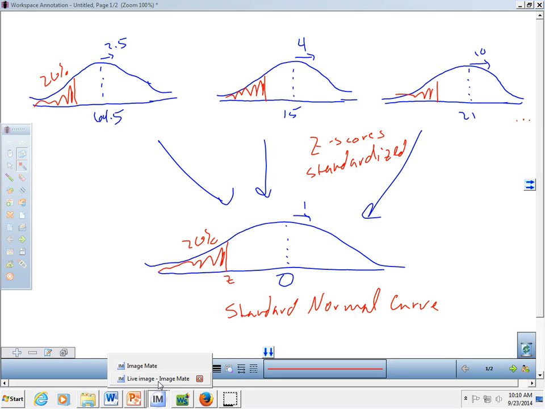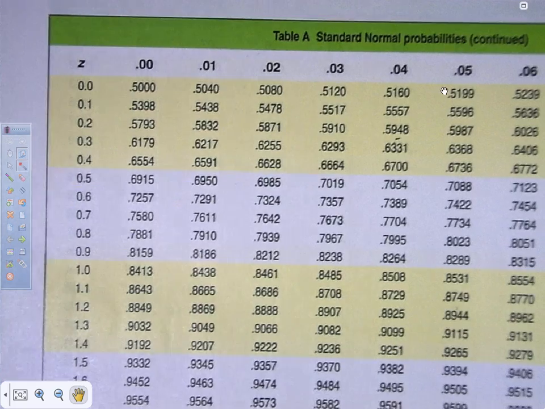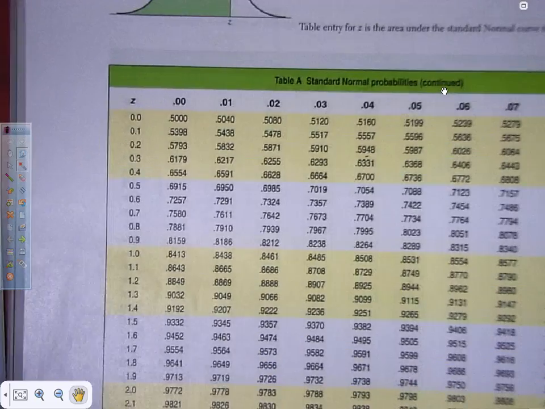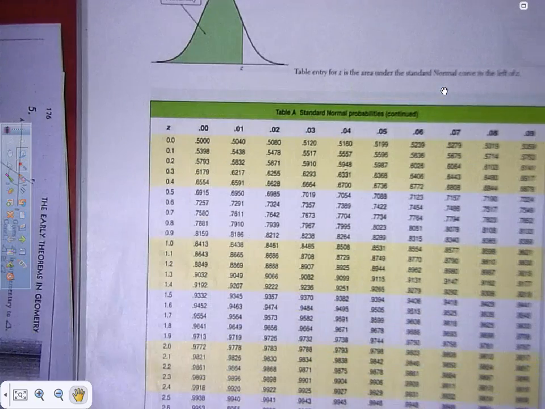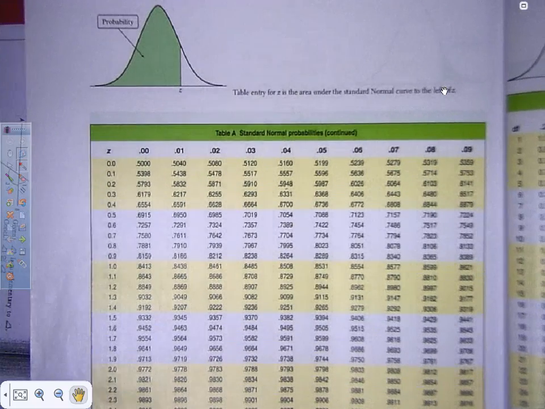And all of that integration has been lumped into one gigantic table called Table A. This is in the back of your book. Table A is in the back of your book. It's also in your blue formula packet. You'll have access to this table on the AP exam.